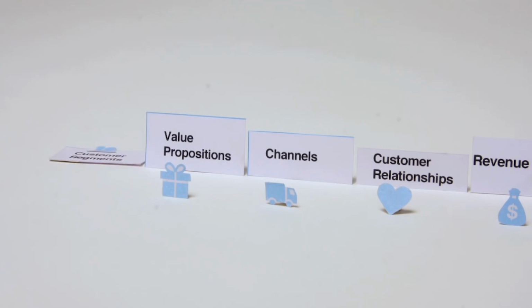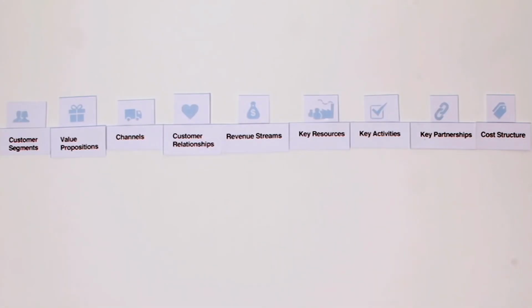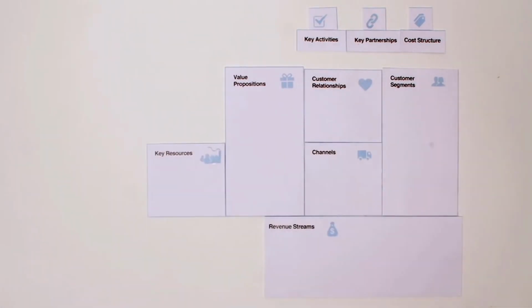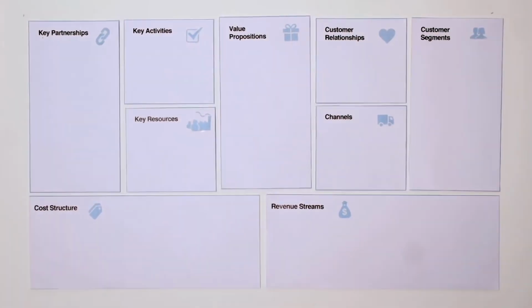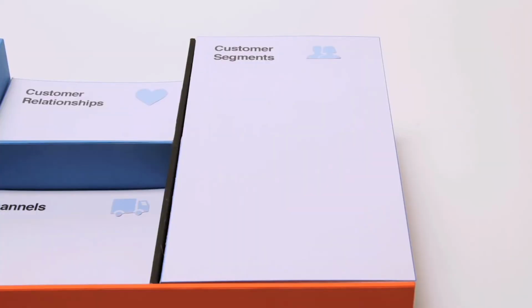But it's not sufficient to just enumerate the 9 building blocks. What you really want to do is to map them out on a pre-structured canvas. This is what we call the business model canvas, a tool that helps you map, discuss, design, and invent new business models. Let's briefly go through the 9 building blocks, starting with the customer segments.